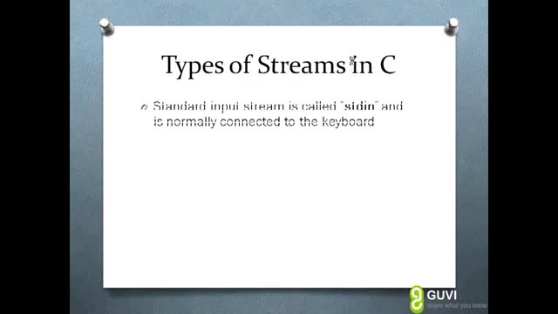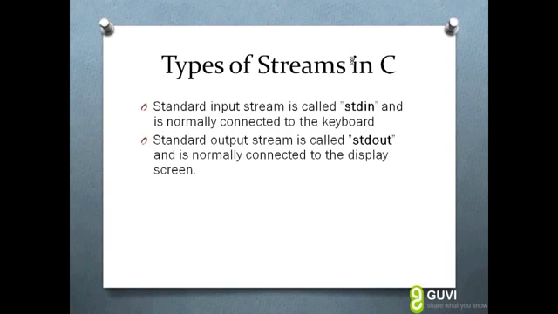There are different types of streams in C. First is the standard input stream, called stdin, and the standard output stream is called stdout. The standard input stream is directly connected to the keyboard, and in the same way standard output is connected to the screen.